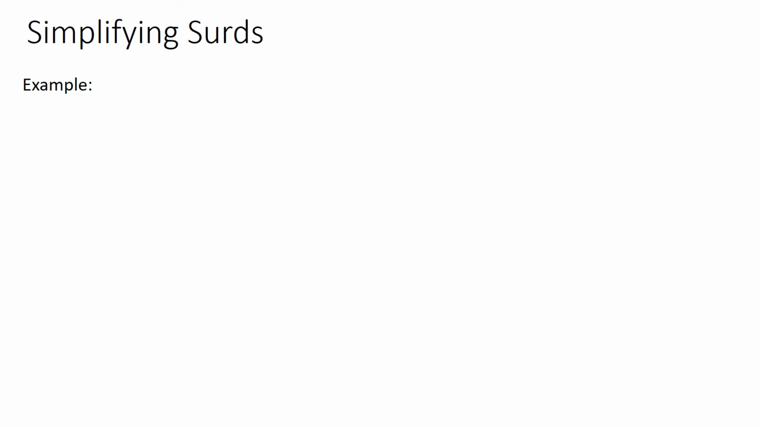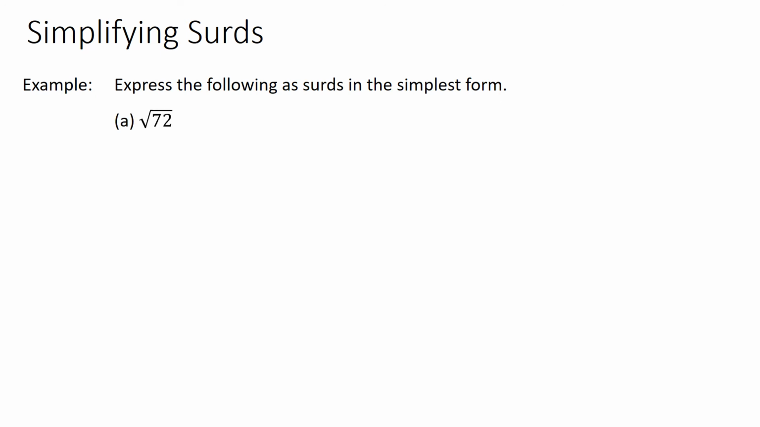Here's an example in simplifying surds. Express the following as surds in the simplest form. A. Surd 72, B. Surd 192. You should get the answer without using a calculator.